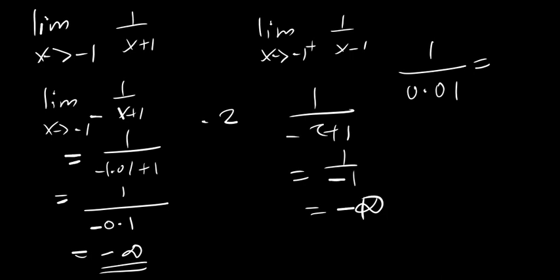Because 1 over this is definitely 100. So 1 over this is 100, and that gives you what? It's more like we're talking about infinity. Yes, positive infinity.